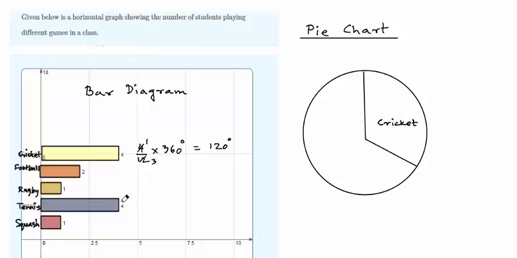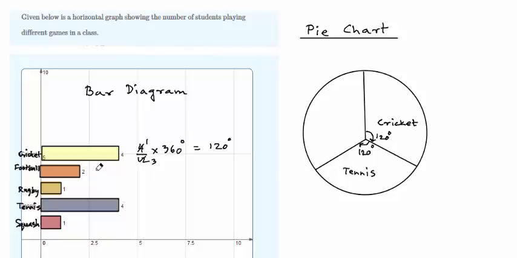And that's the same amount for tennis because they have the same numbers. 4 out of 12 times 360 again. So this angle out here for cricket is 120 degrees. And we have another 120 degrees. So this is another 120 degrees. And that's for tennis.